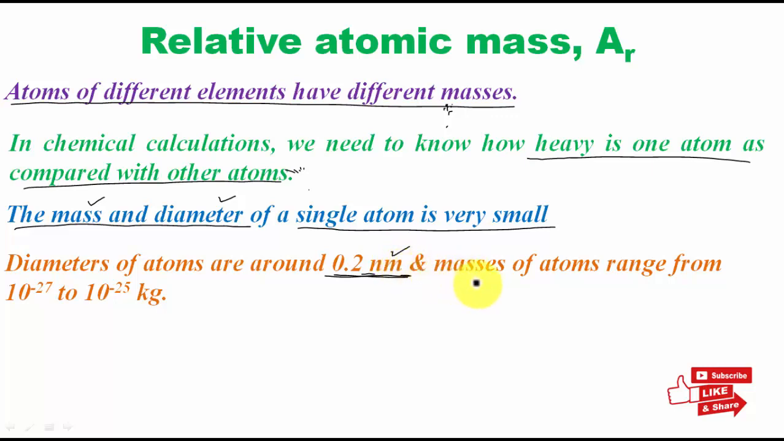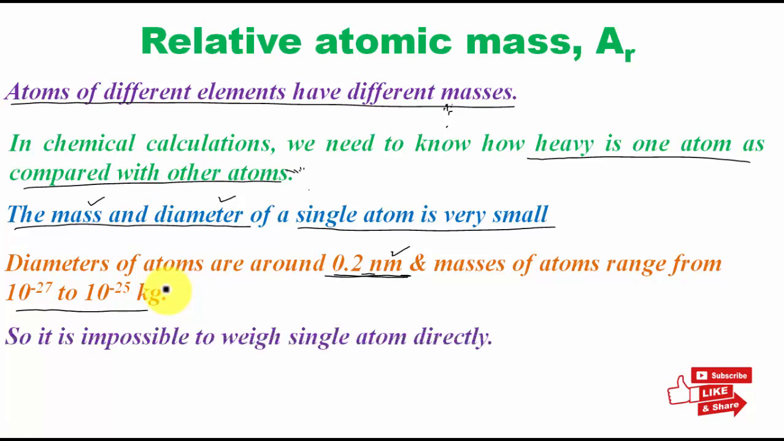And the mass of an atom is also very small. It is so small that it cannot be directly weighed with any kind of balance. So we conclude that it is impossible to weigh a single atom directly. So we have faced a problem in chemistry and allied sciences.